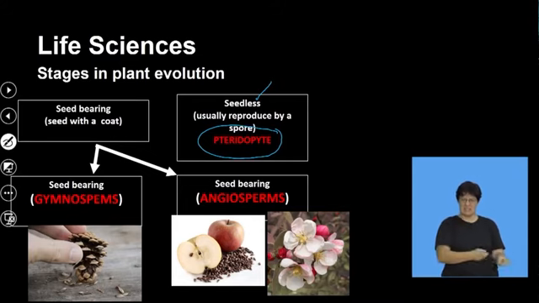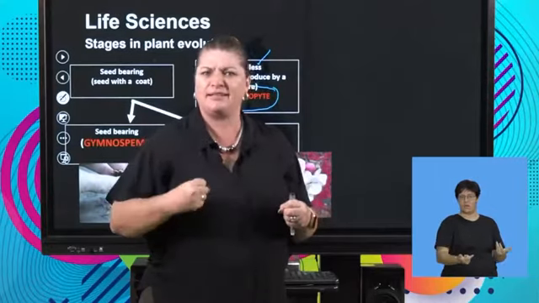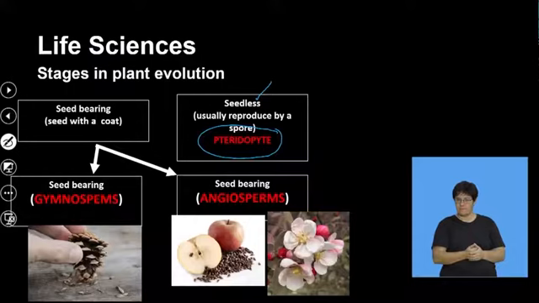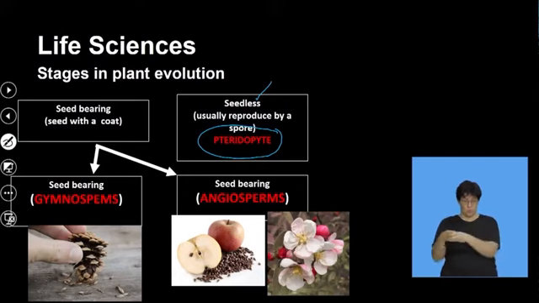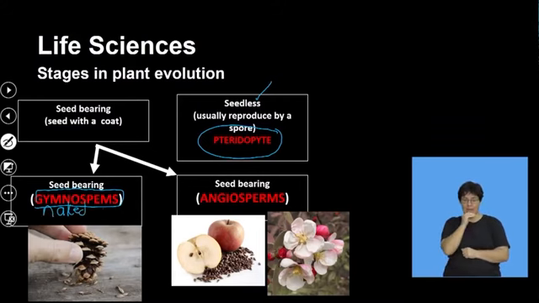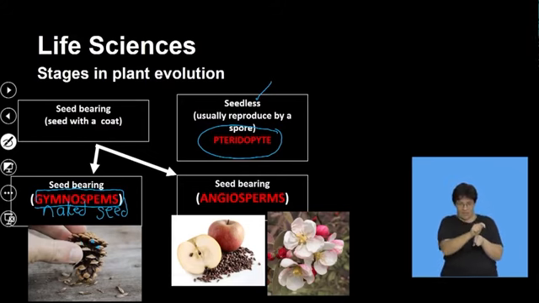Seeds are hardy. They've got a coat around them, they can be protected, and they're much more resilient on land than the spores are going to be. So let's have a look here. We've got two groups that fall into the seed-bearing. One group is called gymnosperms, and gymnosperm means a naked seed. What do I mean by naked seed? I'm saying that the seed, and we're going to look at it just now, is found on the pine cone here. We're going to look at anything that produces a pine cone.